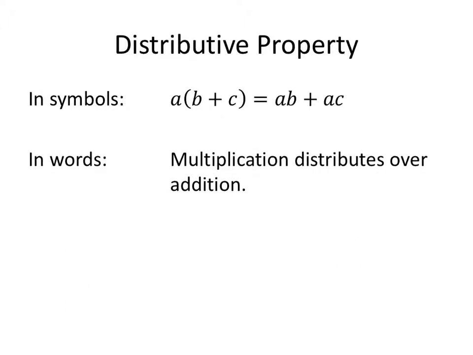The distributive property. This is the property that combines the addition and multiplication. So we say that multiplication, A times this quantity, B plus C, distributes over addition. So A will get multiplied by B, and A will get multiplied by C. Multiplication distributes over addition.